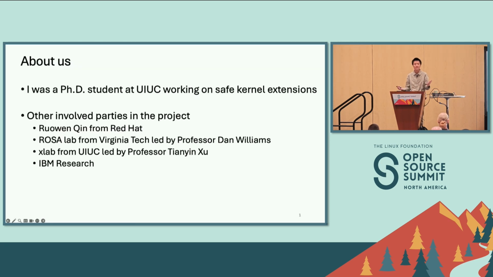And a bit about the team. I was a PhD student at UIUC working on safe kernel extensions. There are many other folks who are part of this project, including Rowan from Red Hat, the Rosa Lab from Virginia Tech, led by Professor Dan Williams, the X Lab from UIUC, led by Professor Teng Xu, which is also the group I came from, and also people from IBM Research.